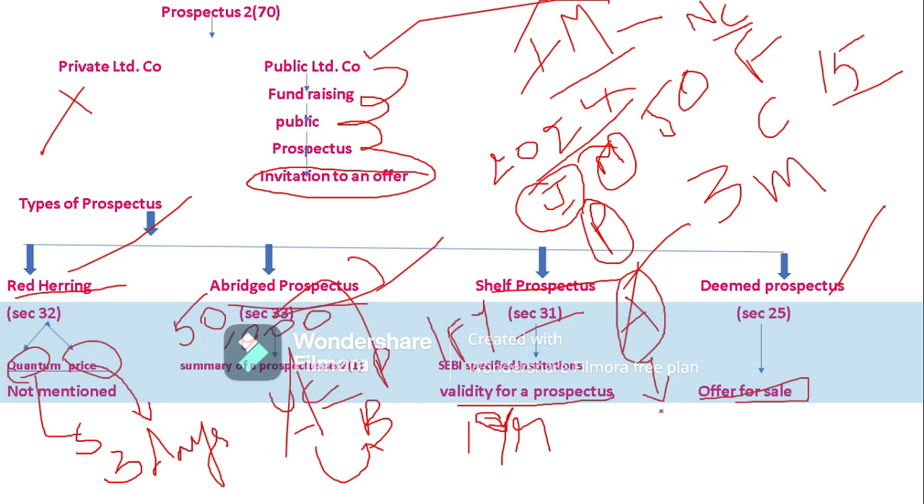This issuing house or underwriting company offers the shares to the public, and it does so through a document known as a deemed prospectus.